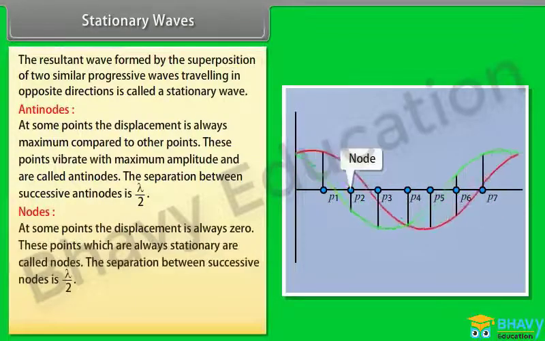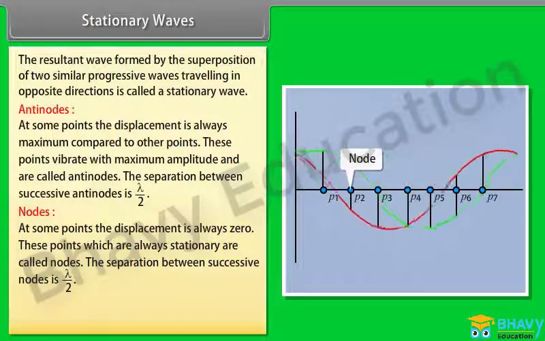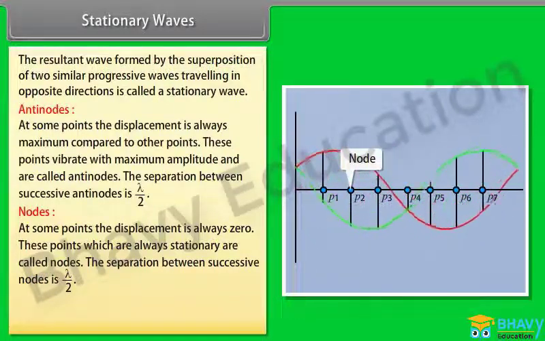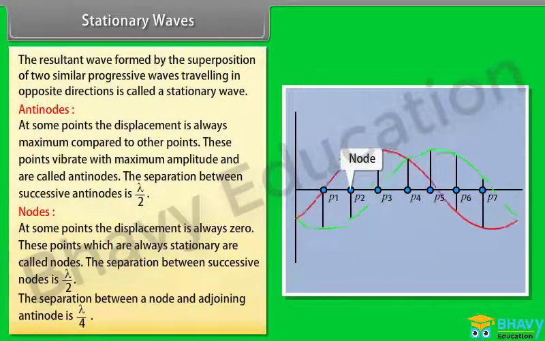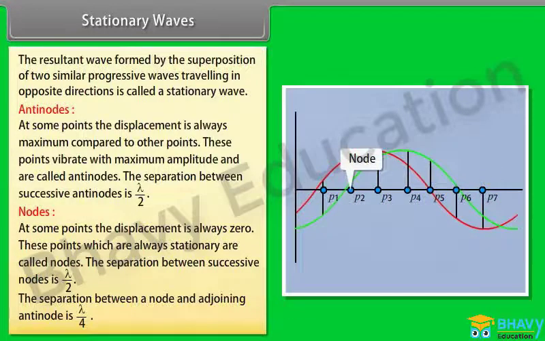Nodes. At some points, the displacement is always zero. These points, which are always stationary, are called nodes. The separation between successive nodes is λ/2. It is observed that the separation between a node and the adjoining antinode is λ/4.